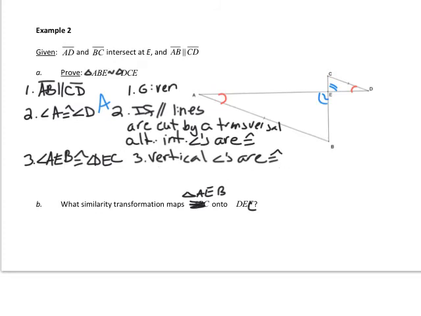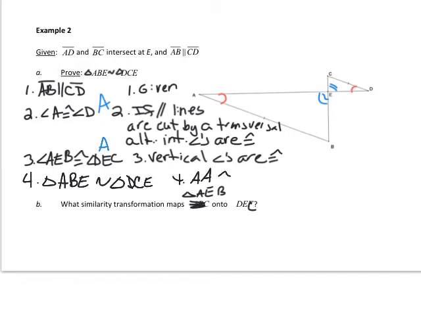Well, we have two pairs of corresponding angles being congruent. That's enough to say that triangle ABE is similar, there's my symbol for similar, it's like the top of the congruent symbol, to triangle DCE. And that's by angle-angle similarity.